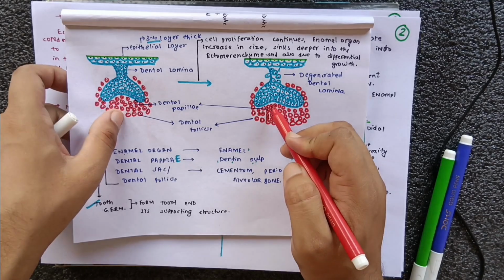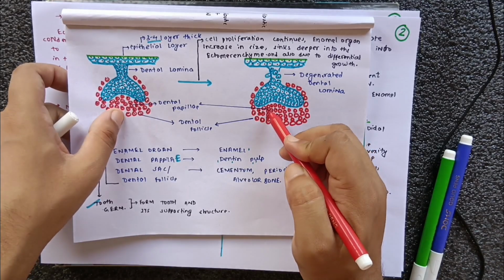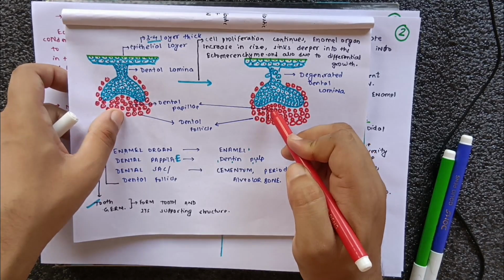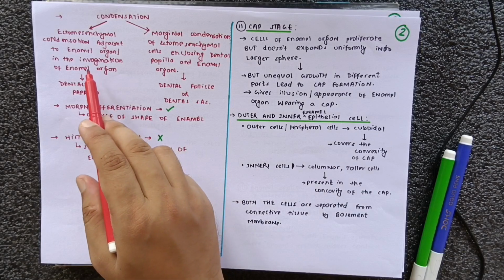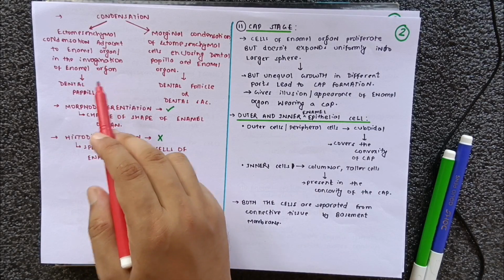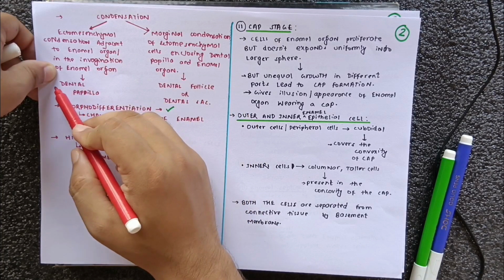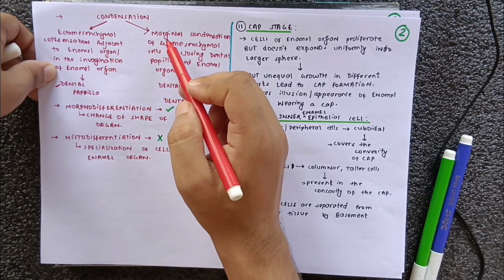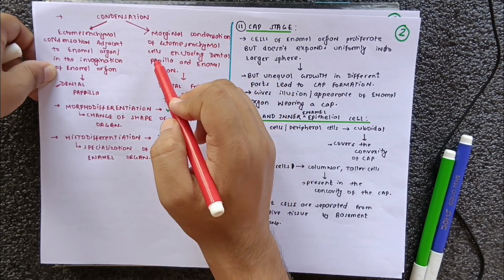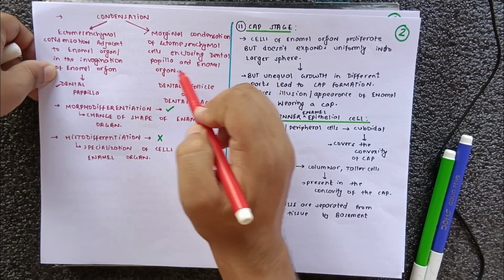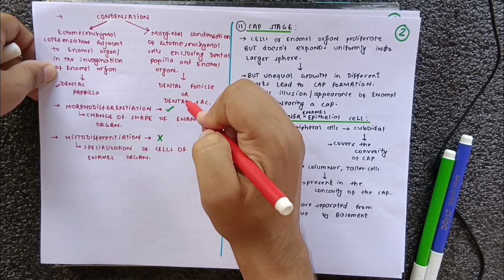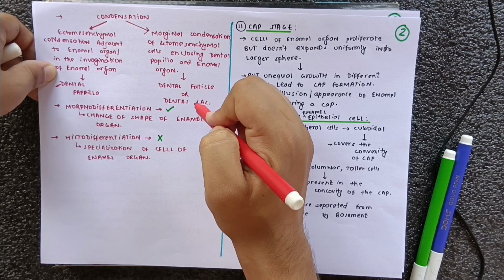Invagination of the enamel organ means, if this is an enamel organ, there is an invagination present here, and the condensation that is present here is the ectomesenchymal condensation in the invagination of the enamel organ. That condensation is called the dental papilla. Similarly, the marginal condensation of the ectomesenchymal cells enclosing the dental papilla and the enamel organ is called the dental follicle or the dental sac.